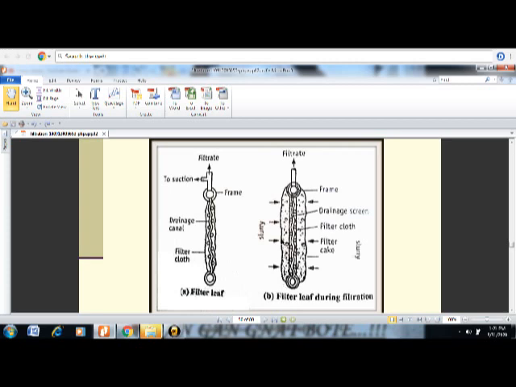The solid is going to deposit on this filter cloth to form a filter cake. You can see here, this is a filter cake. It is going to form on this filter cloth, and here is a drainage screen, right? Through this the liquid is going to filtrate. Getting it? So this is the operation or working of this filter leaf.